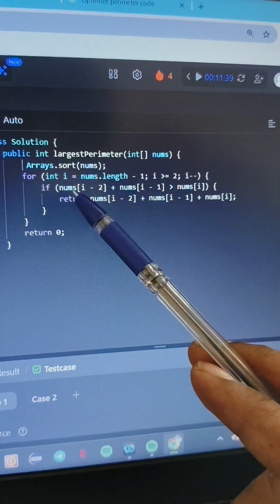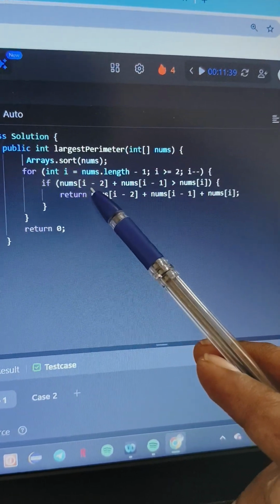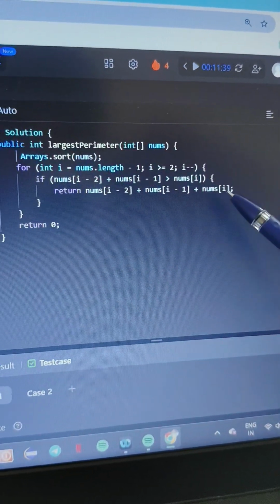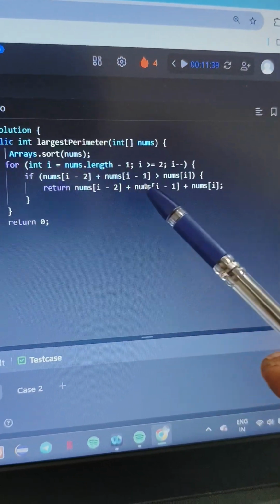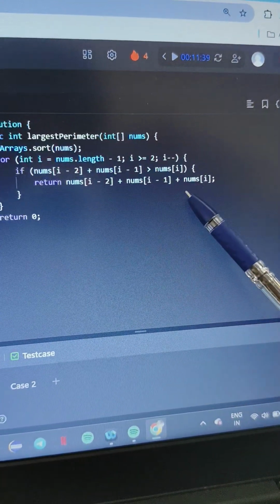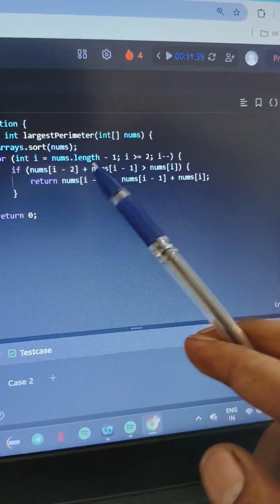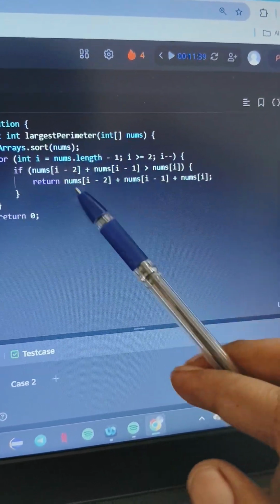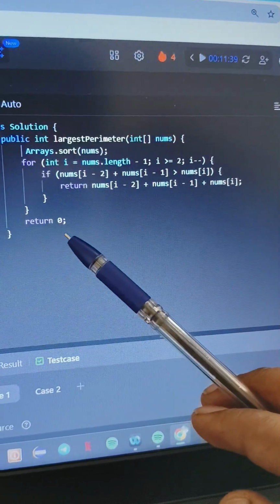Go on checking the condition. If nums of i minus 2 plus nums of i minus 1 is greater than nums of i, then return nums of i minus 2, nums of i minus 1 and nums of i. We have to add these 3, then return. If none of these is valid, then you have to return 0.